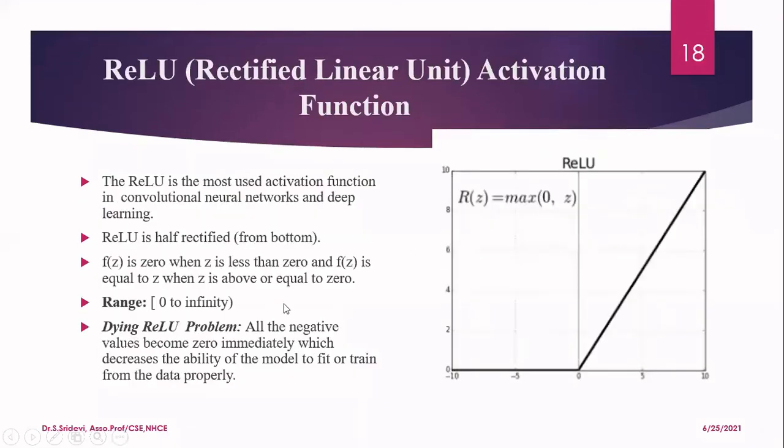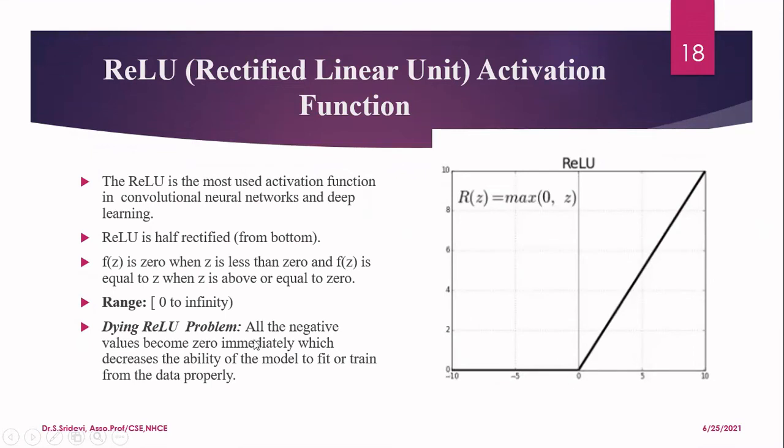Now, in the case of ReLU, we have a problem called the dying ReLU problem. Here I have a negative value. If I have 0 as the input, my output is 0. If I have a negative value again, for that also my output is 0. So here all the negative values become 0 immediately. Because of that, the ability of the model to train from the data is decreasing. So we want to avoid this dying ReLU problem.